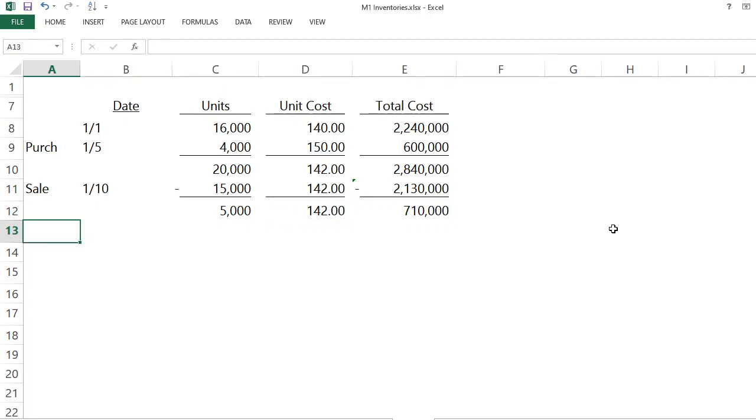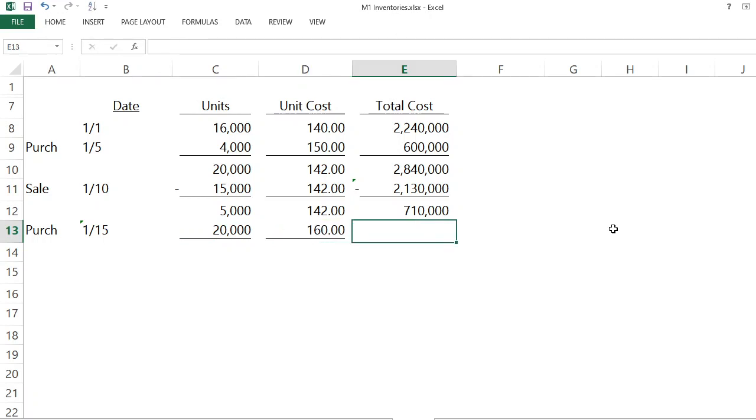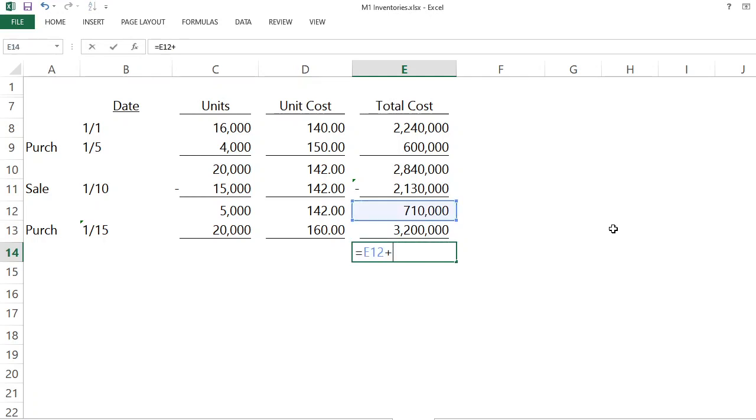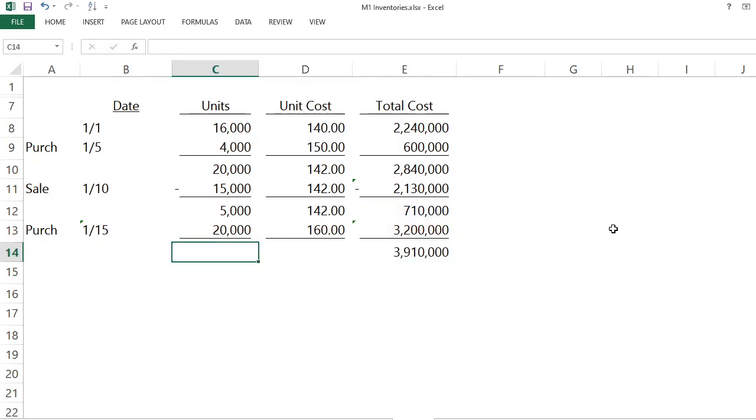Our next transaction is a purchase. And it happened on January 15. A purchase of 20,000. That's an add of 160 each. And that is a total of 3.2 million. Therefore, our total balance is 3.91 and units of 25,000. And our unit cost is simply 3.91 divided by 25,000. So we have the current unit cost of 156.40.